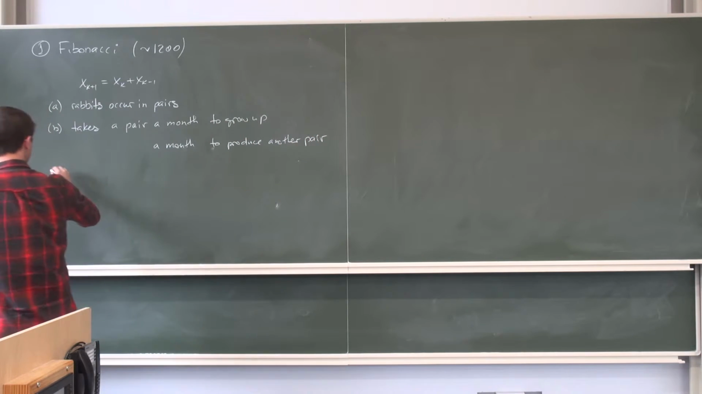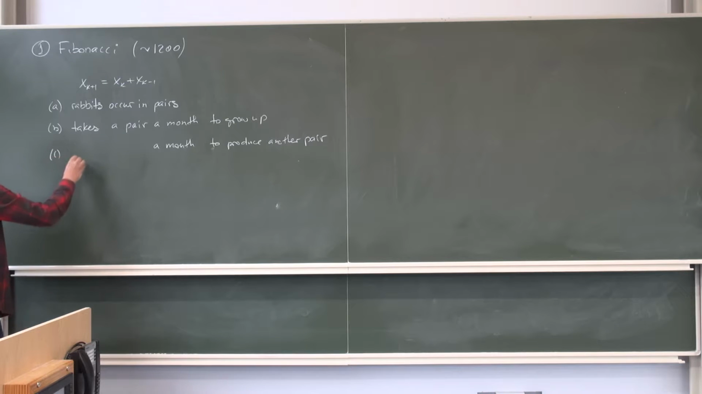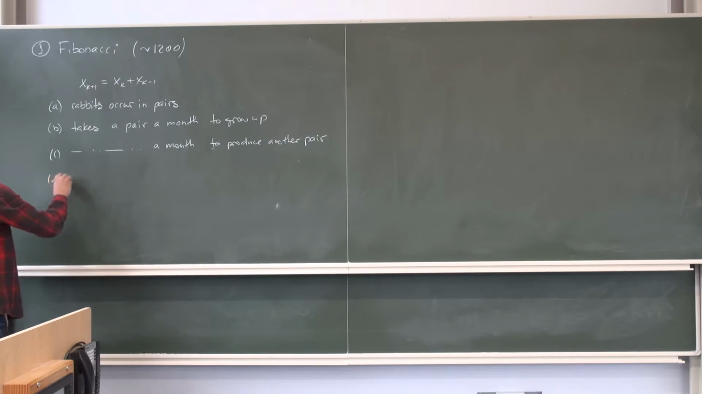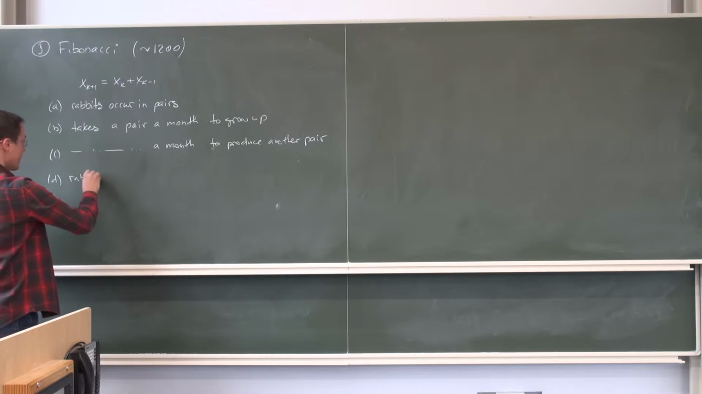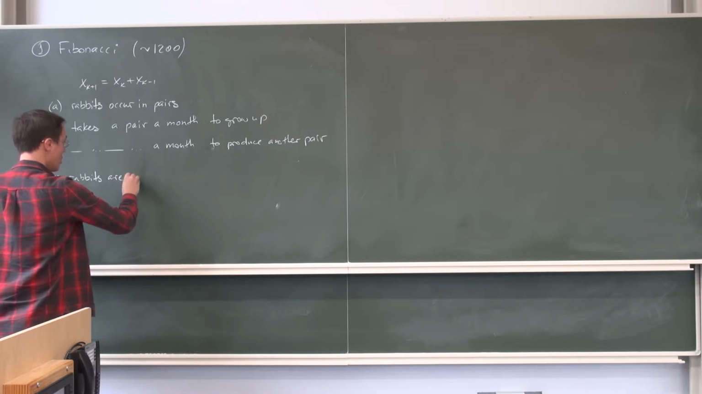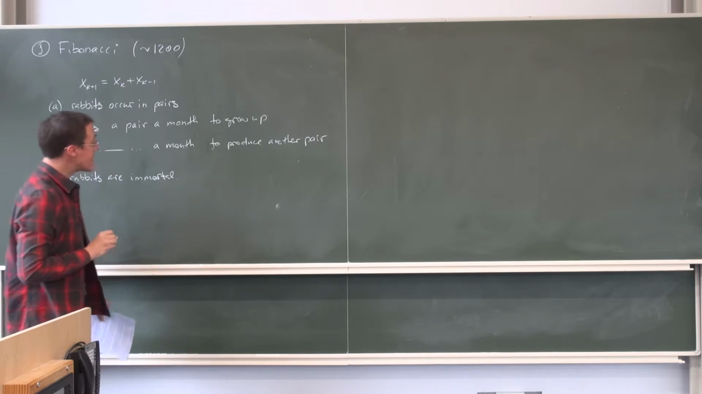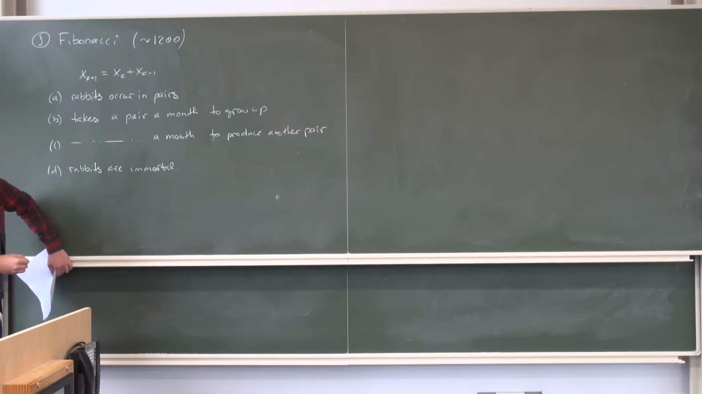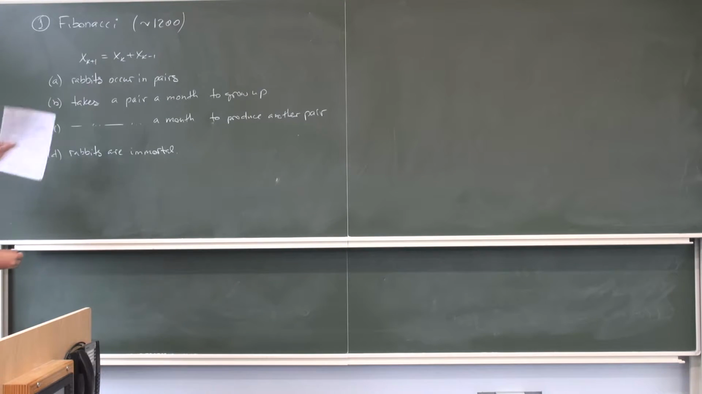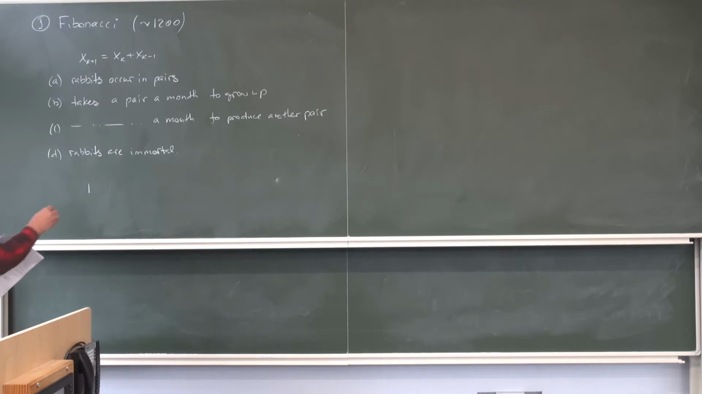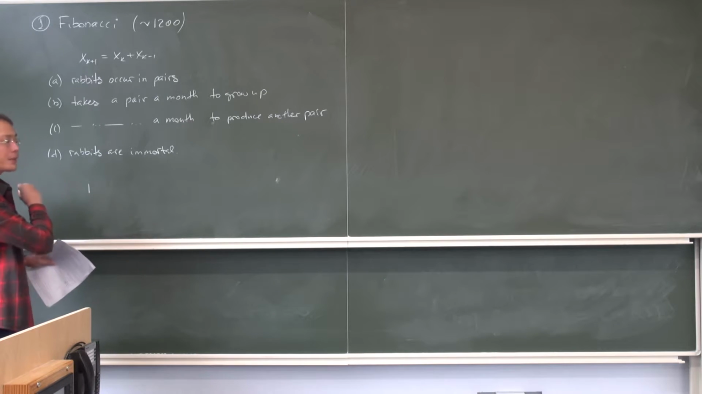And then D: rabbits are immortal. Another interesting assumption to make. And then, well, let's take a look. So we start with one pair of rabbits. Okay, so month number 0, starting point, a pair of young rabbits.